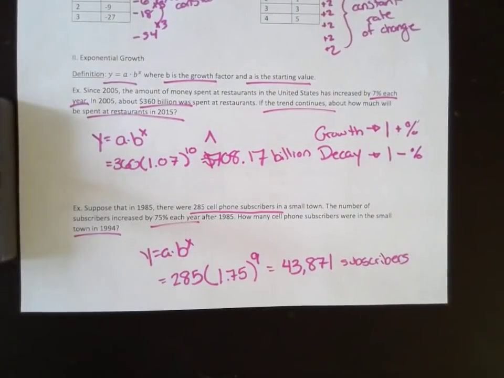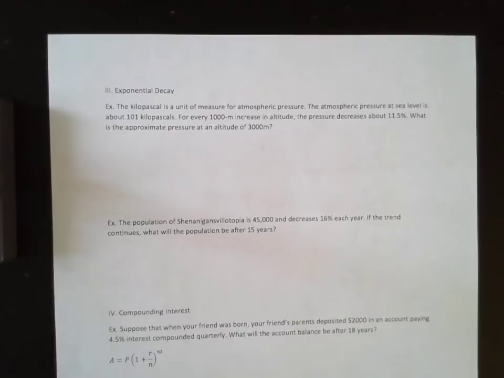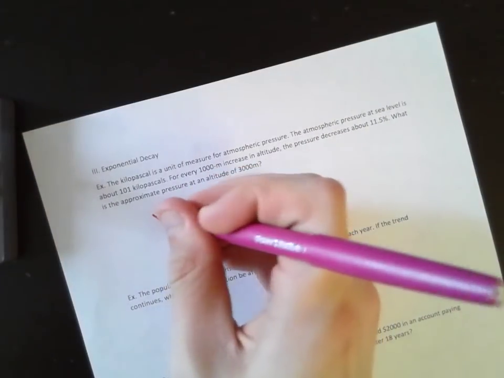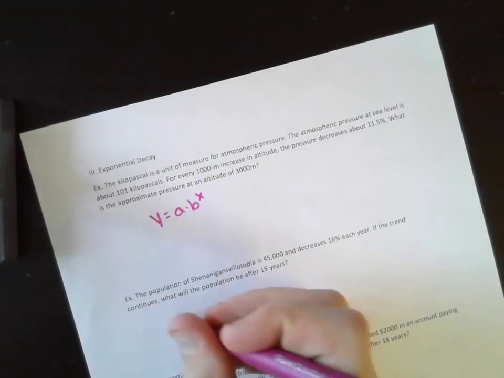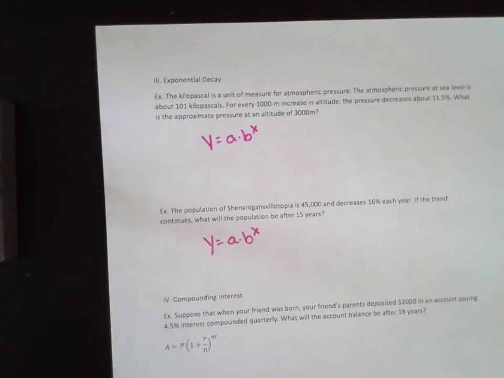Again, guys, it's just using the exponential function, y equals a times b to the x. Plug in your starting value, plug in your growth rate, plug in your time, and then we're good to go with 43,871. So, all these are done the same way. If you turn to the back, we no longer have growth, we have exponential decay, but these are done the same way. Again, we're going to use y equals a times b to the x. You're going to plug in your values, and then you're going to figure out the decay.